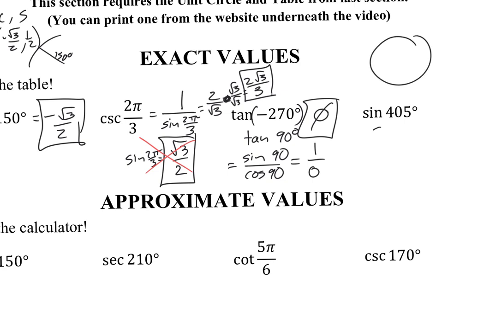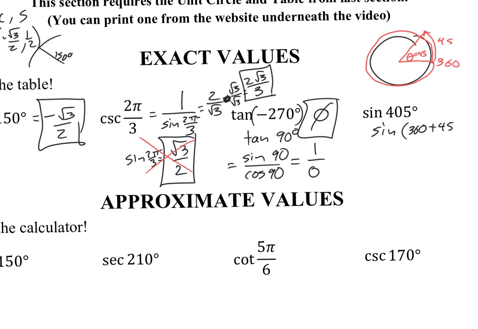405 is the same thing. I want you to think of it like this for now. It's 360 plus 45. So I want you to imagine you went around a full 360 degrees. There's 360. And then you added another 45 to it. That's going to be the same thing as having a theta of 45 degrees.